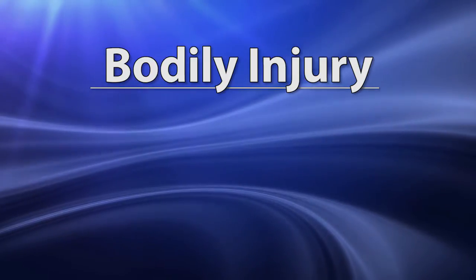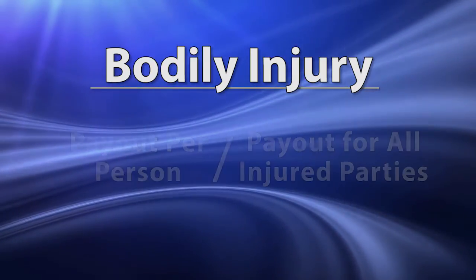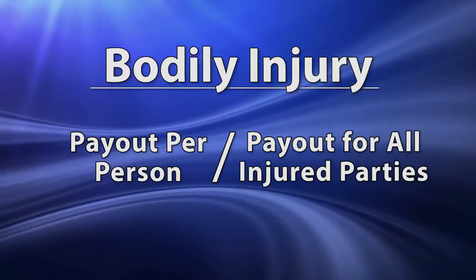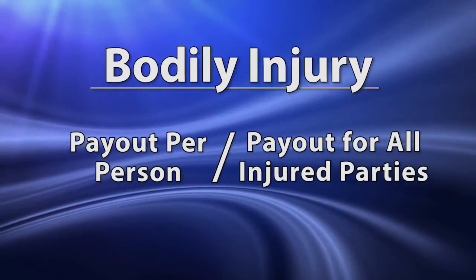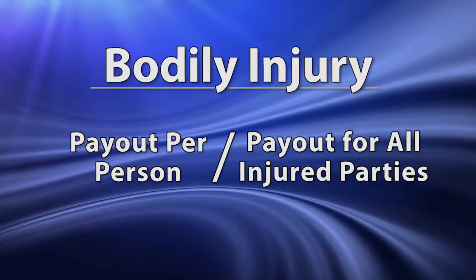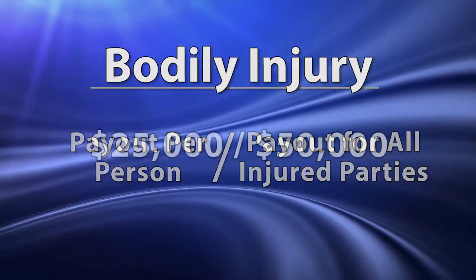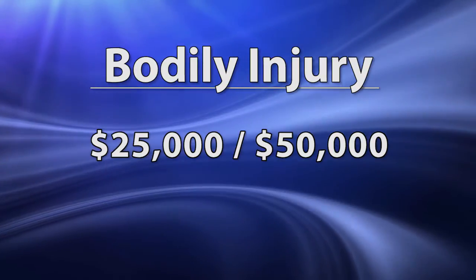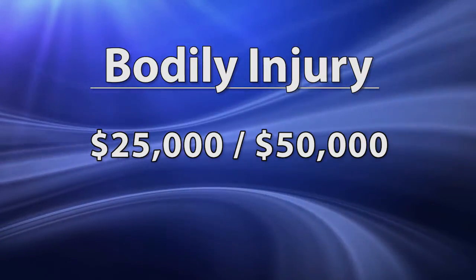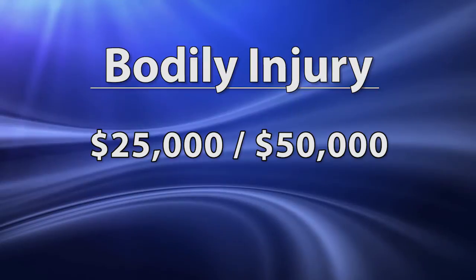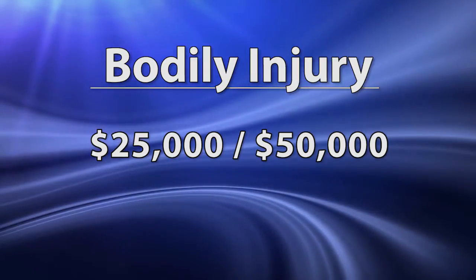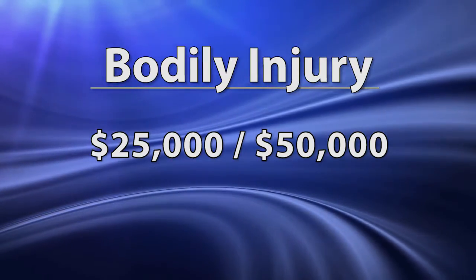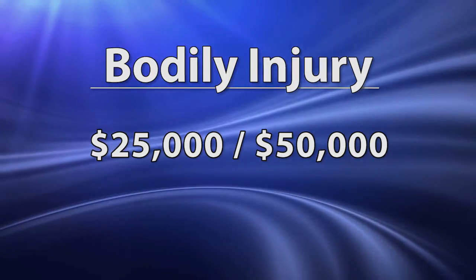Bodily injury liability coverage has a split limit. The first number represents the payout per person. The second number represents the payout for all injured parties for the entire accident. To illustrate, we'll use limits of $25,000 per person and $50,000 per accident. If you have an accident and the payout of medical bills, lost wages, legal costs, and pain and suffering totals $50,000, you have enough coverage.